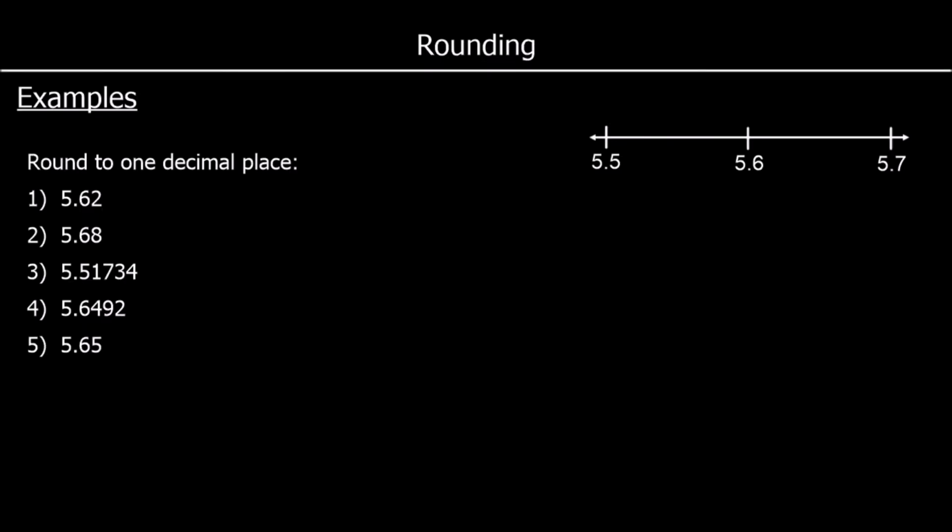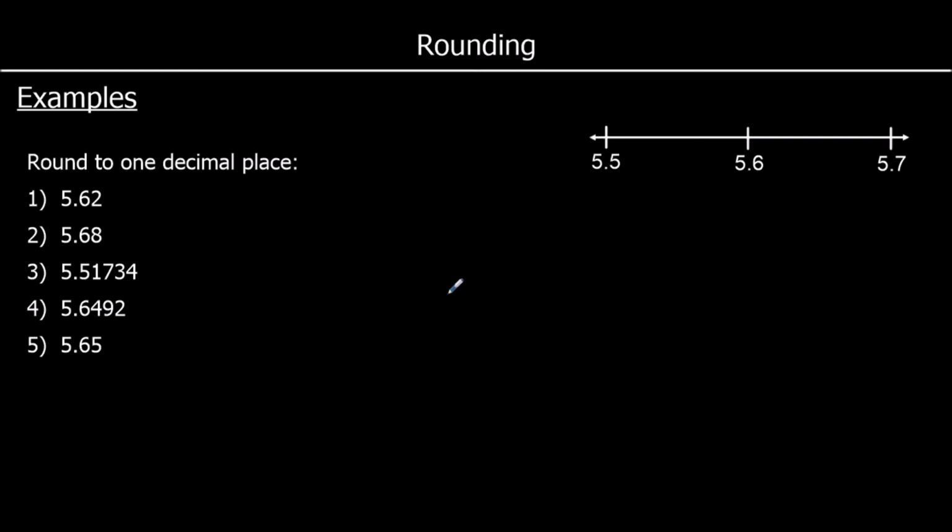When we are rounding, we're asking what is our number closest to. In this example, we're rounding to 1 decimal place. That means we're going to have 1 digit after the decimal point. And in these examples, we're asking, is our number closest to 5.5, 5.6, or 5.7?